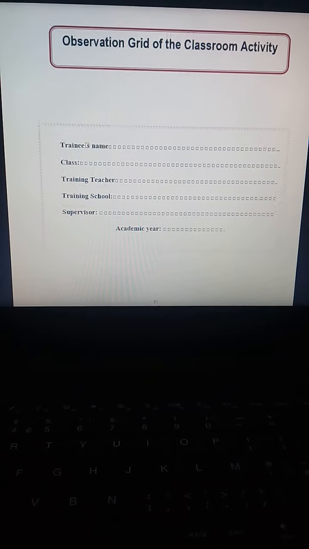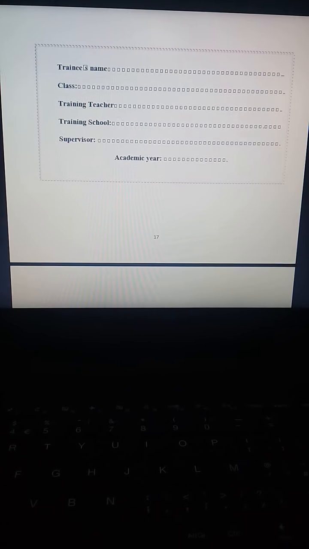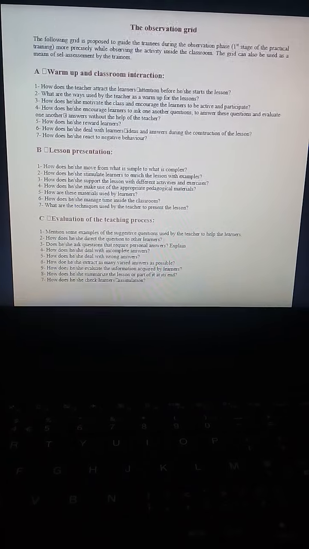This is the observation grid of the classroom activity. This one is going to be answered by the trainee, that is you, while doing the observation phase. Also the administration will send it to you.